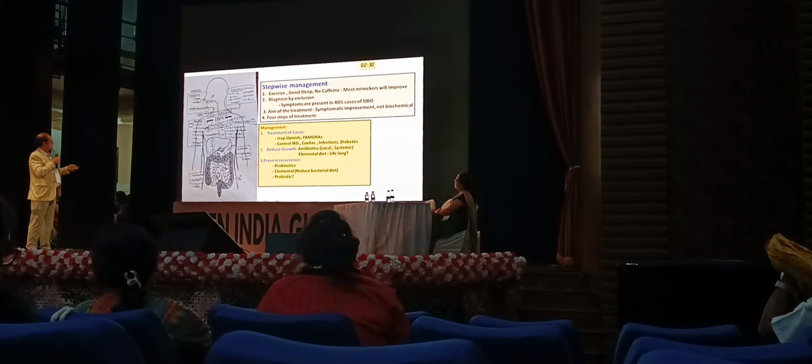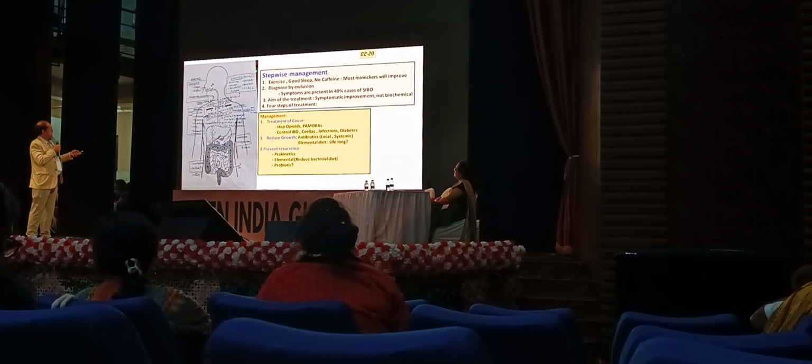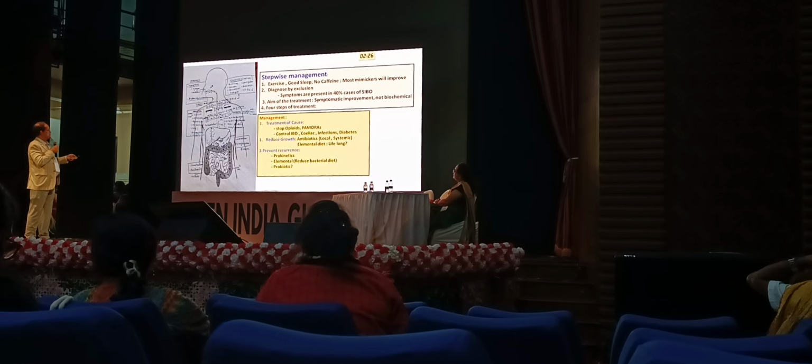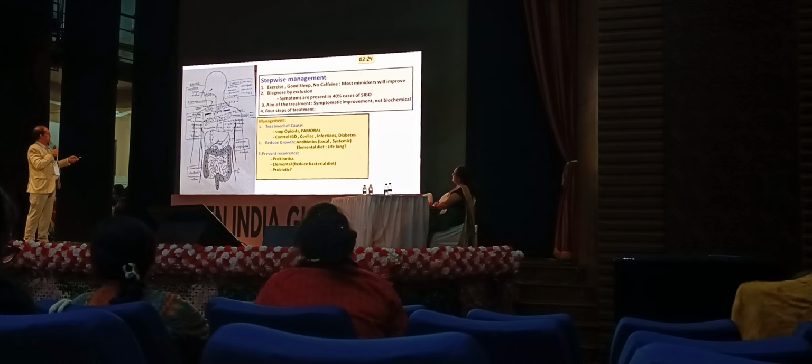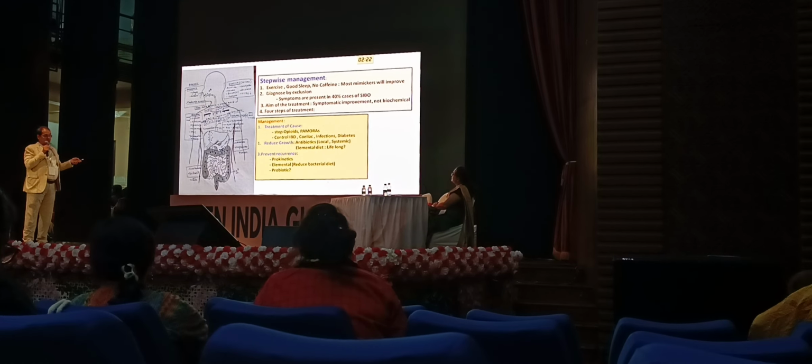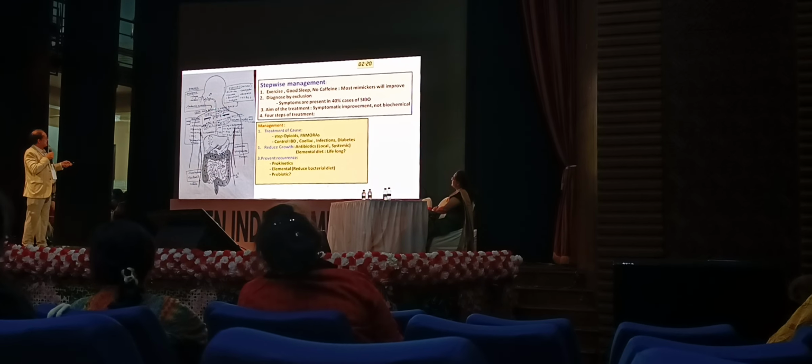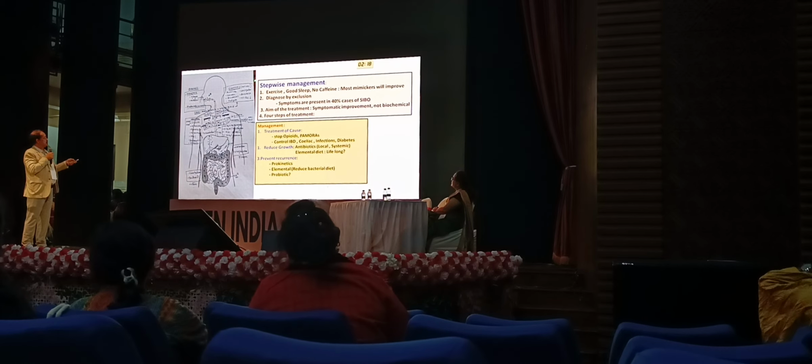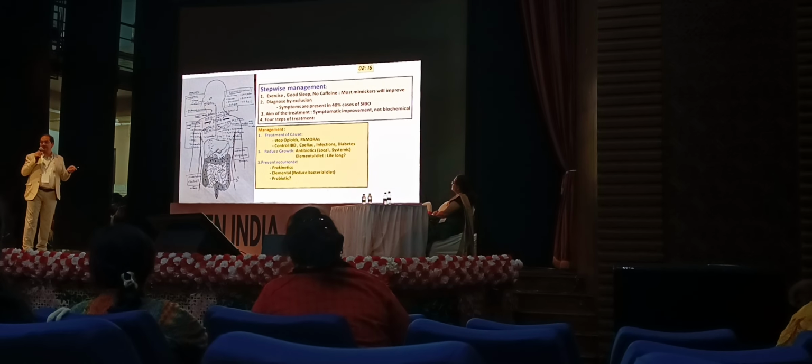What is the basic difference between SIBO and SIMO? It is this. If there is a small intestinal bacterial overgrowth, the patient will have diarrhea. If there is a small intestinal methanogen overgrowth, then they will have constipation. That is the basic difference between the two.